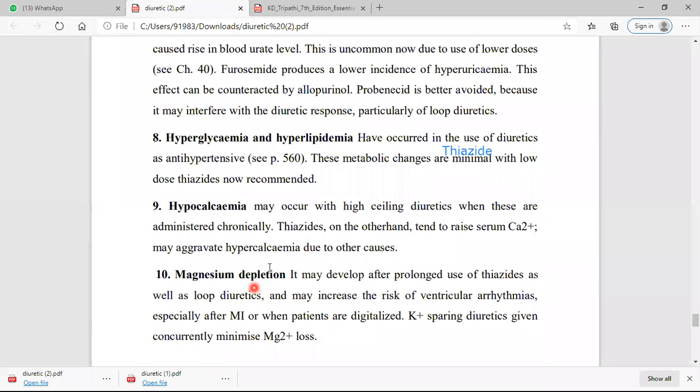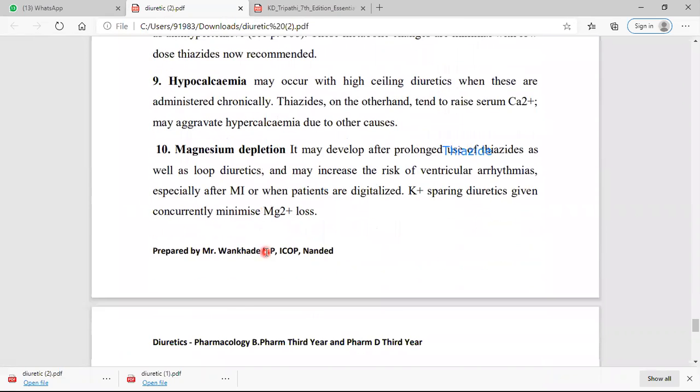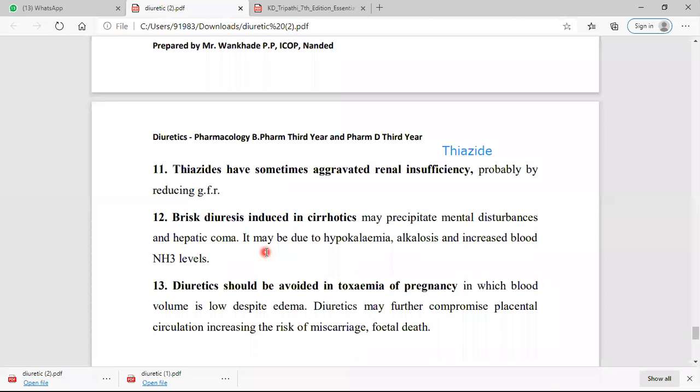Okay, again it causes the magnesium depletion. Renal insufficiency, diuresis induced cirrhosis, and it should be avoided during the toxemia of pregnancy.